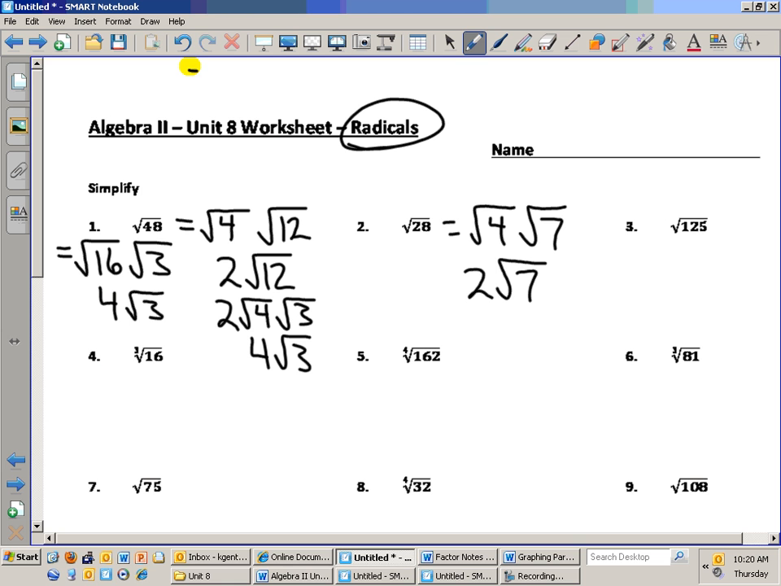Square root of 125. Very good. You have the square root of 25 times the square root of 5. That's how you get 125. So 25 is the perfect square that divides evenly. It goes in 5 times. Square root of 25 is 5, so you have 5 square roots of 5 in the end. That's what you get.